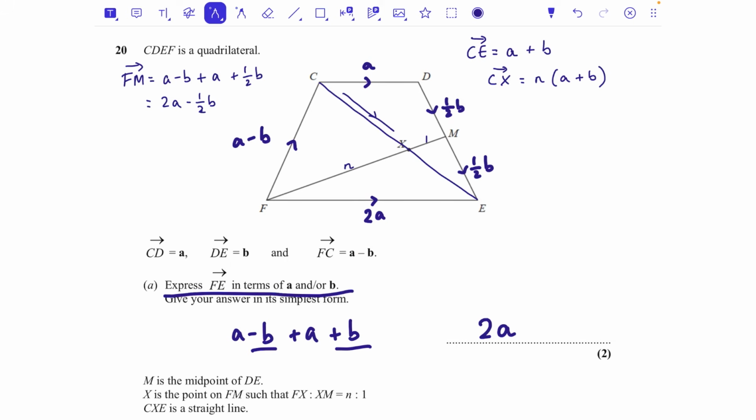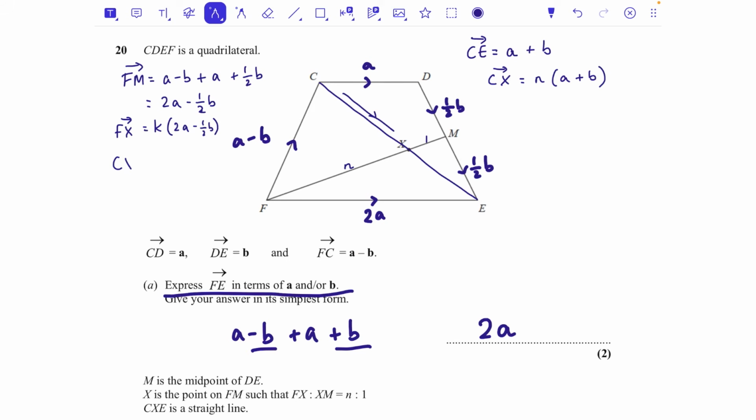Now if I want to go F to X, again it's going to be some fraction of that. I'm going to use K. I don't know why I'm picking random letters here, but hopefully that makes sense. So F to X, it's just some multiplier. It's not going to add any more A's or B's. We know it's parallel to F to M. It's just some proportion along it. So it's K brackets 2A minus a half B.